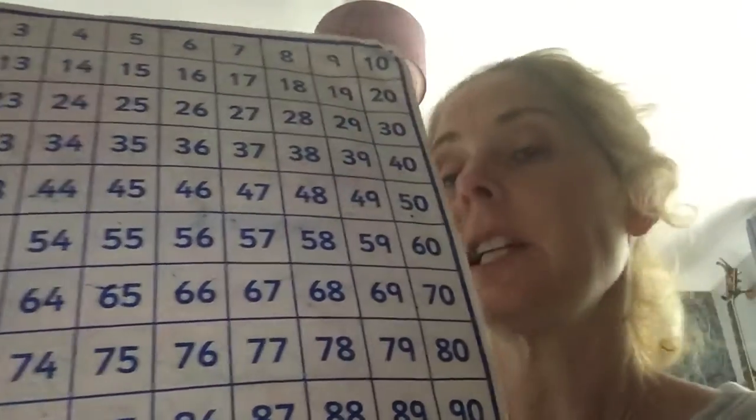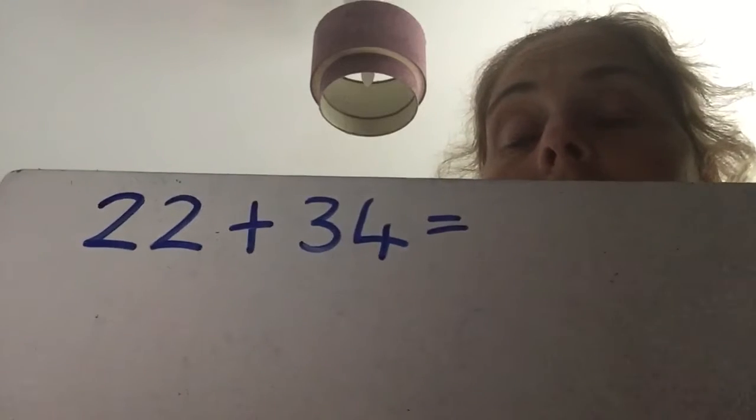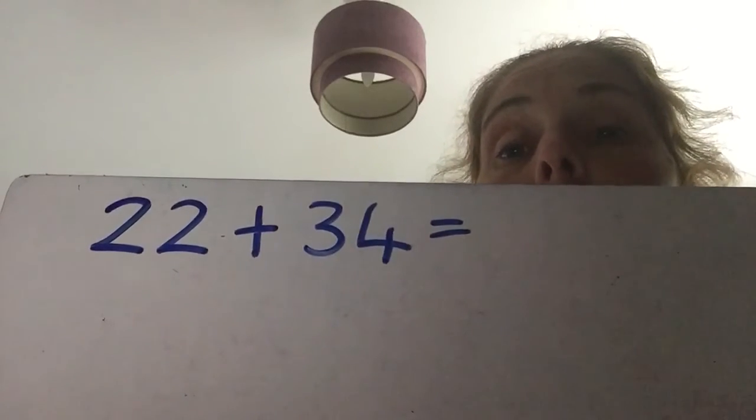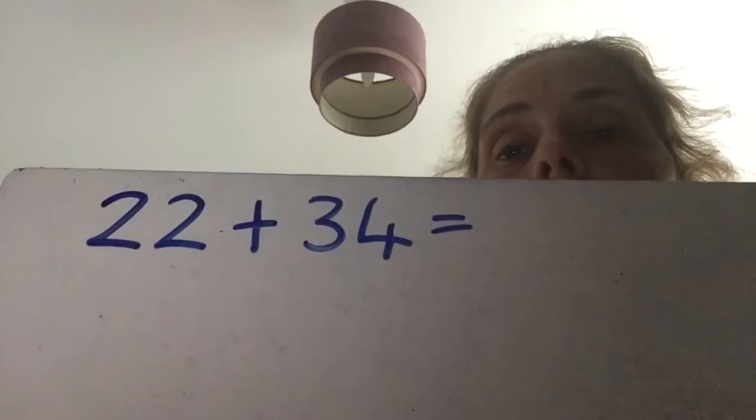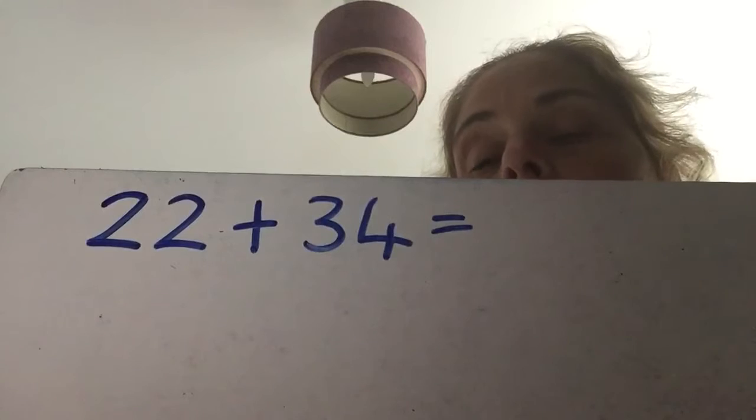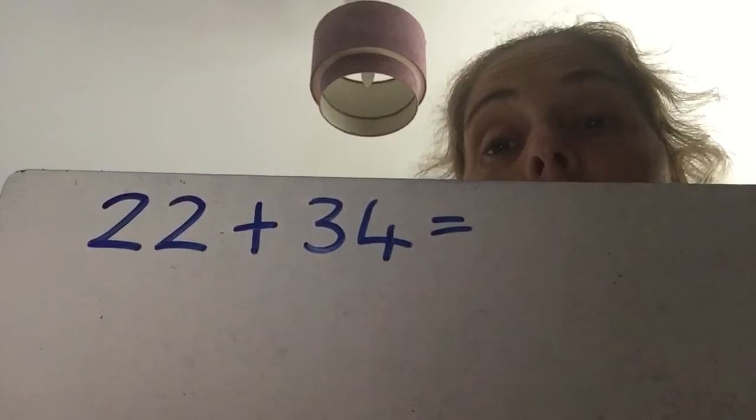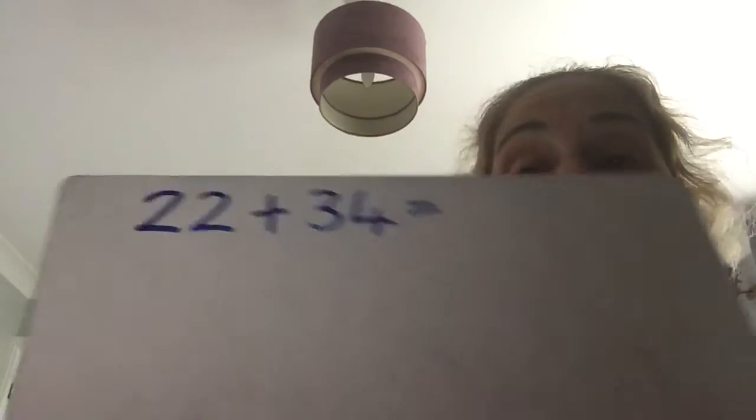Okay, so here's my calculation. It's going to be 22 add 34. So there's the calculation. How would you do that? Explain to the adult with you how you would do it, step by step. Remember, it's really good to be able to explain what you are doing. Remind yourselves. Okay, so pause the video whilst you explain it. Okay, because I'm going to carry on doing it now.